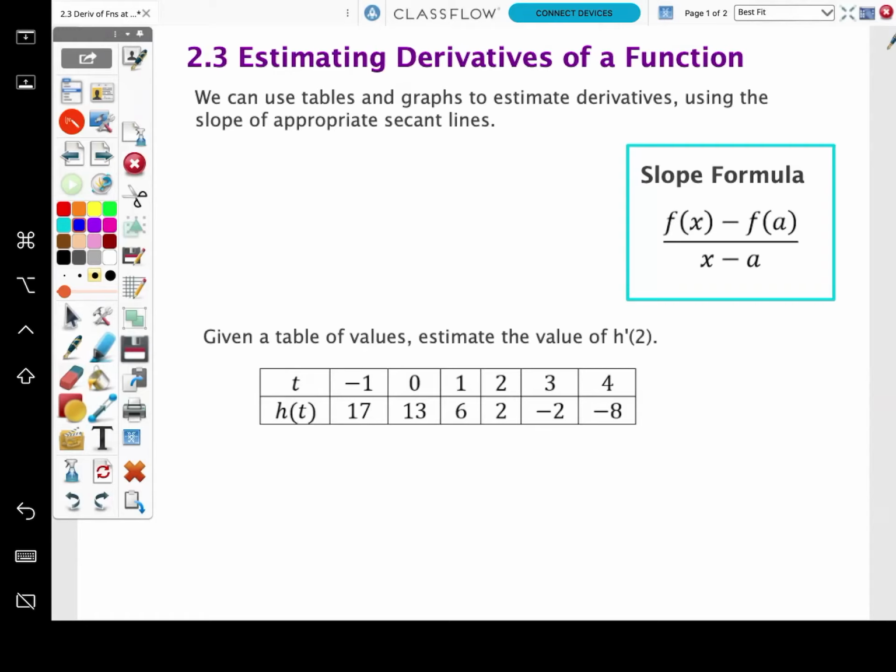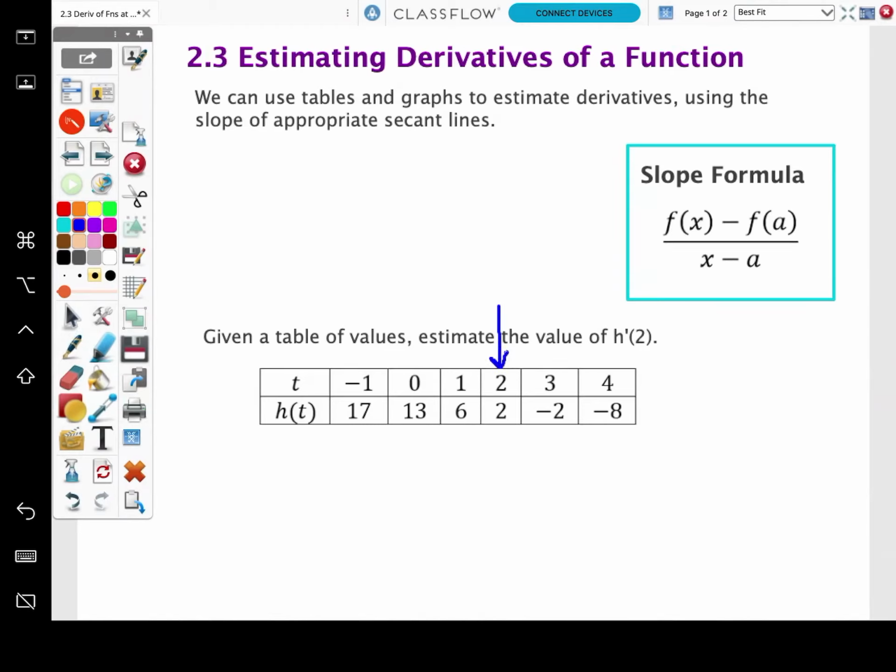All right, in section 2.3, we have a very brief video for you to estimate derivatives of a function. These are functions where either we don't have a function definition, we don't know what f of x is, like this first example, or we would not be able to use our current rules for derivatives to estimate the derivatives. So we have to have a different way of doing it. We're going to rely on our slope formula, f of x minus f of a over x minus a, for both of these examples here.